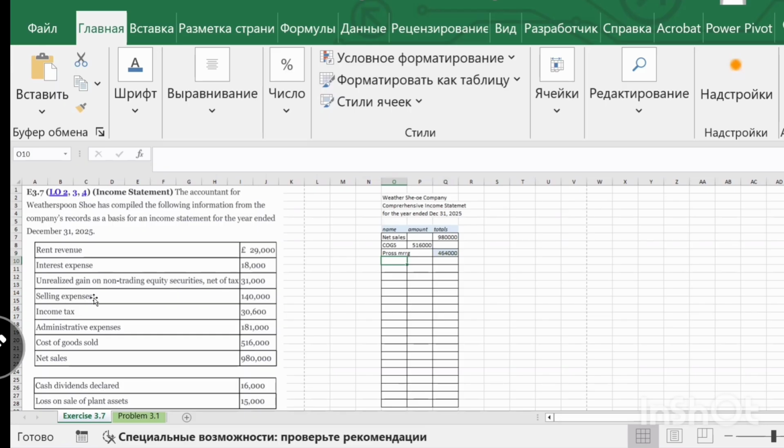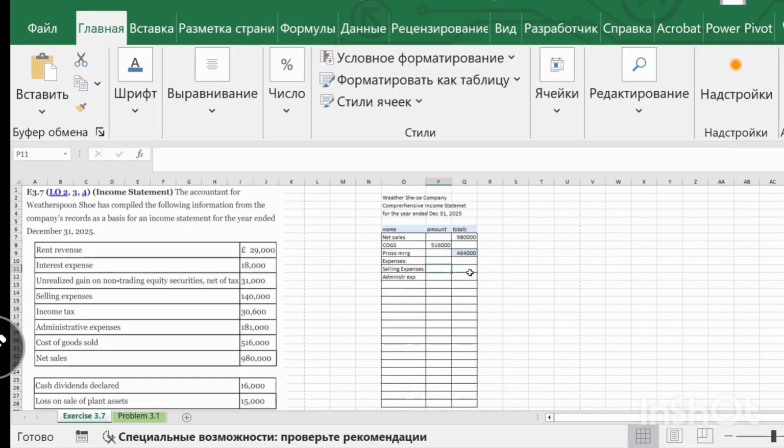So you can see that we have selling expenses and administrative expenses. We can generalize it as operating expenses, or just expenses: selling expenses and administrative expenses. So expenses are something that we are required to pay for our working processes.